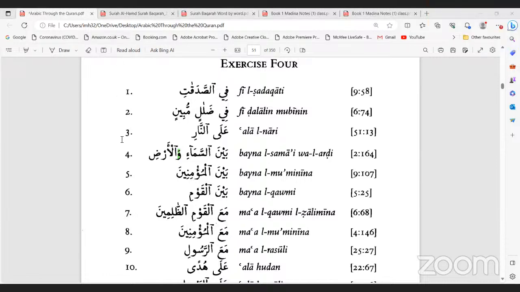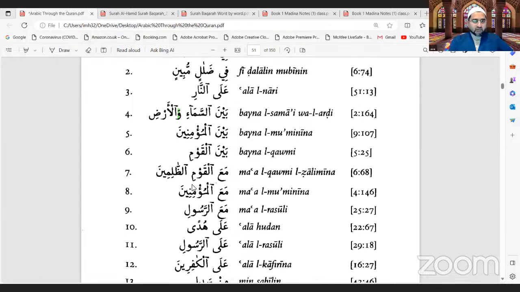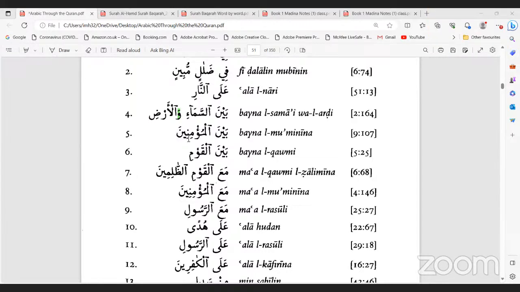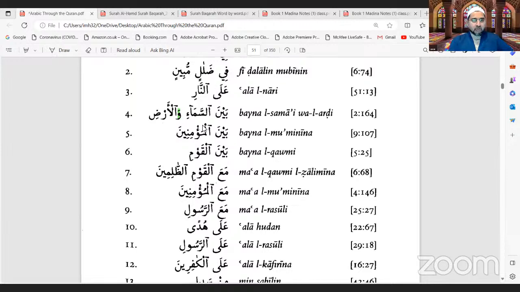Assalamu alaikum. Wa alaikum salam. Can you start from number 5, please, Sister Fatima? Baina as-samai wal ardi. Correct. Between the skies, the heavens, and the earth. Because of baina, the last letter of the word is getting one kasra, not kasra tanween. Why is it not getting kasra tanween? Because of the alif lam. So whenever there's alif lam, there's no kasra tanween. It's only one kasra.